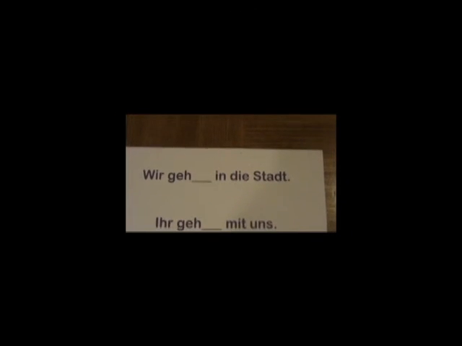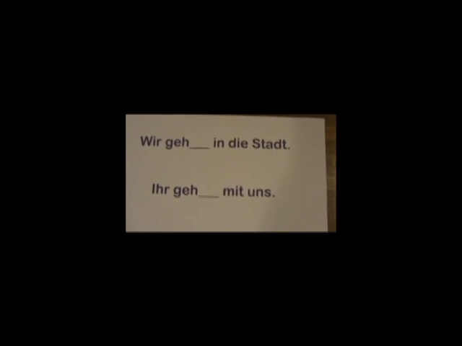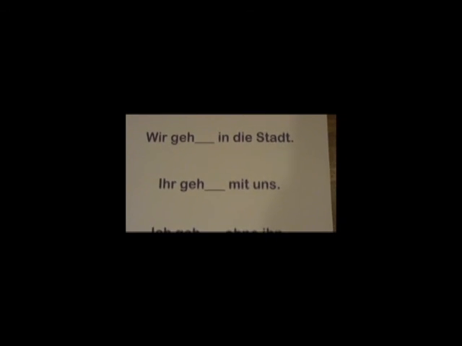Let's look at another example. Ihr geht mit uns. Again, we start with our regular verb gehen. We take off the en ending. We look to our chart to see that the conjugation for ihr should get a T, and our sentence would become ihr geht mit uns. This is the pattern that you follow for all regular verbs.